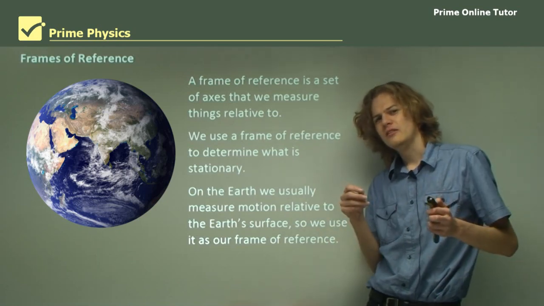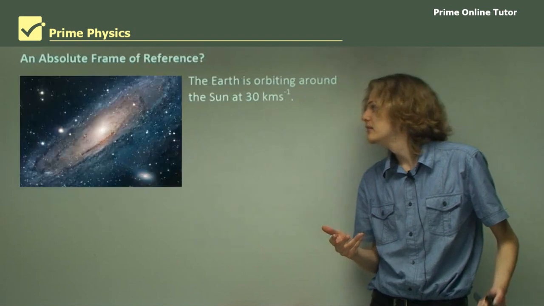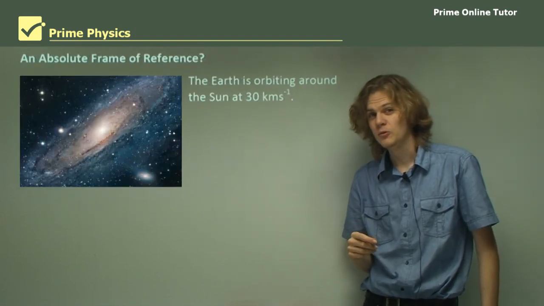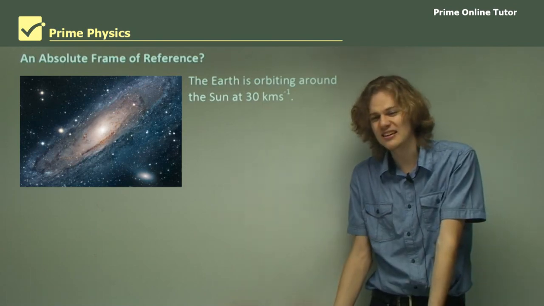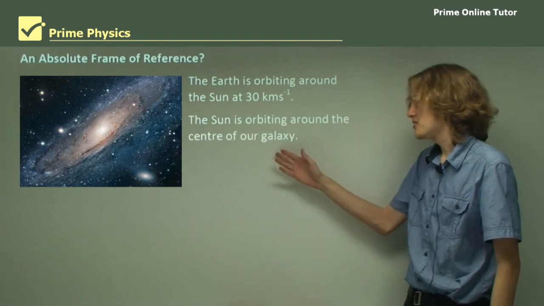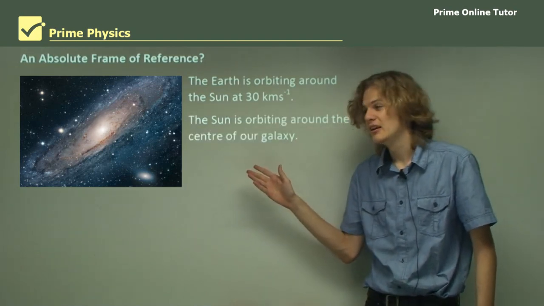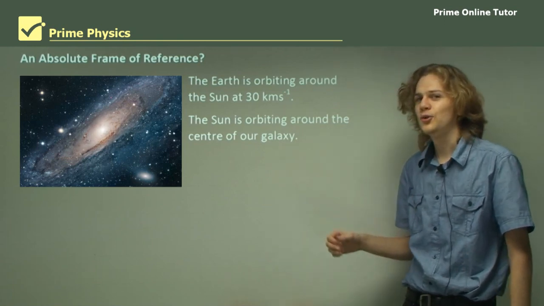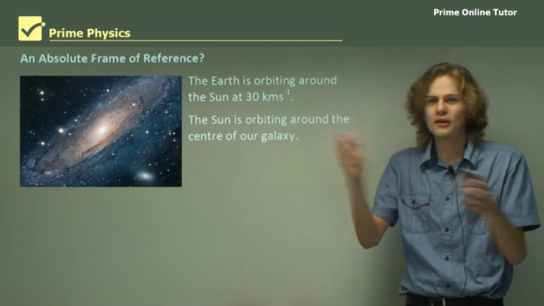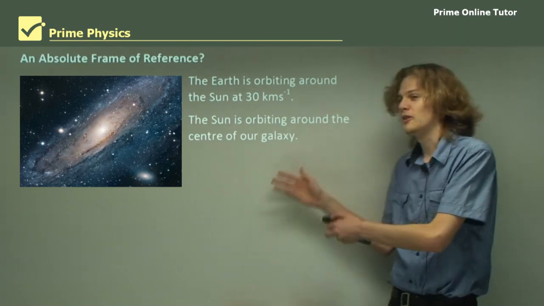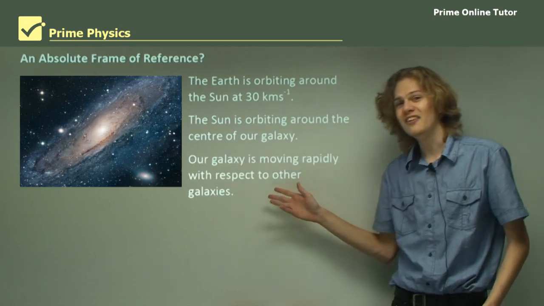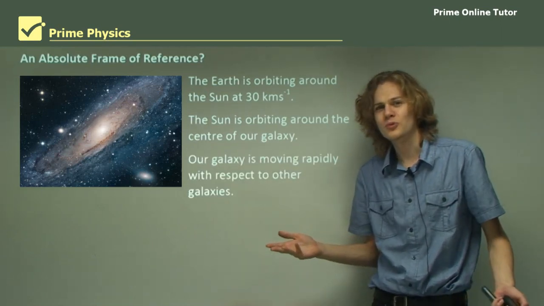But if you zoom out a little, this isn't always right. Because of course the Earth is orbiting around the Sun at 30 kilometers per second, which is quite fast. So the ground we're standing on isn't really stationary, at least compared to the Sun. But then the Sun is orbiting around the center of our galaxy at a much faster speed. And so the actual speed of the surface of the Earth is the speed of the Earth's rotation plus the speed of its orbit around the Sun plus the speed of the Sun's orbit around the center of the galaxy. And, well, the galaxy is moving rapidly with respect to other galaxies, so which one is right?